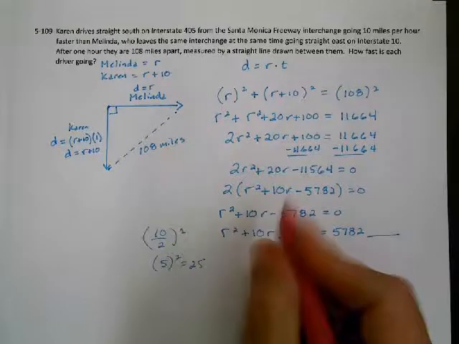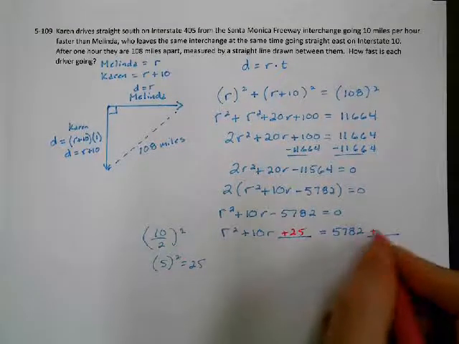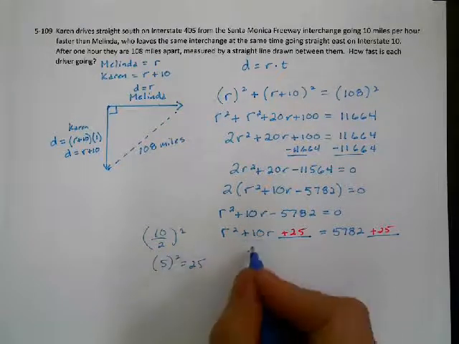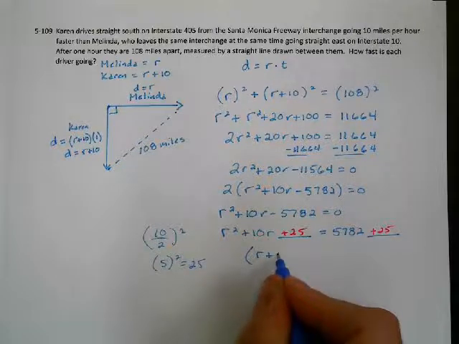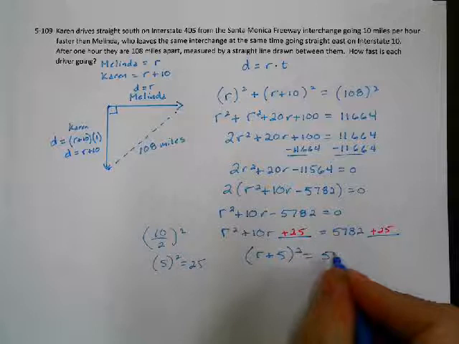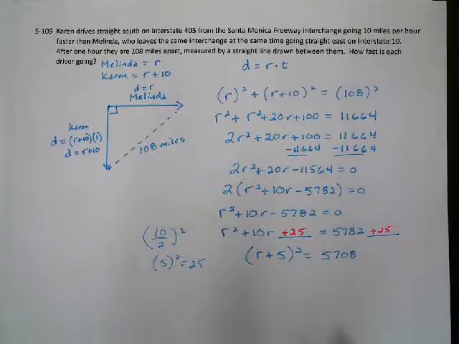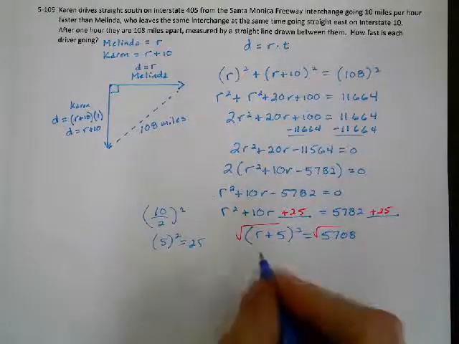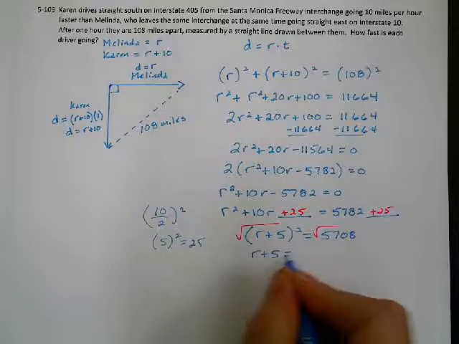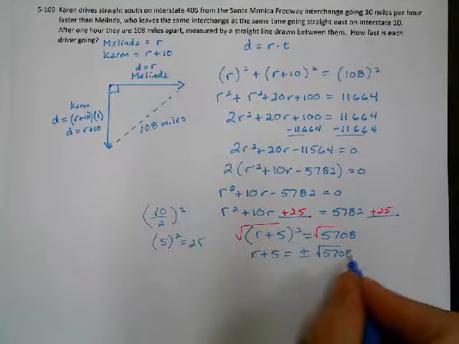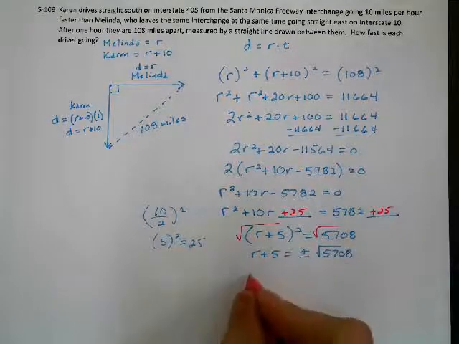So this leaves me with a perfect square over here. The number I squared was 5, so this is r plus 5 squared equals 5708. I'll take the square root from both sides. And this gives me r plus 5 equals plus or minus the square root of 5708. I'm going to subtract 5 from both sides. That gives me r equals negative 5 plus or minus the square root of 5708.